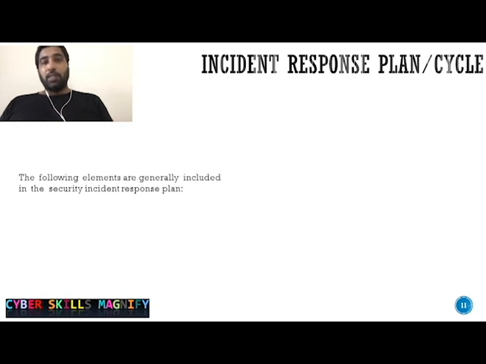Now, the following elements are generally included, or not included, in the security incident response plan. For most organizations, when audited, they show some document to satisfy the audit requirement. Incident identification. Ideally, incidents are identified at a very early stage through automated event monitoring, even before it impacts a user. However, this isn't always the case. Sometimes incidents are identified by an impacted user reporting it to the service desk.